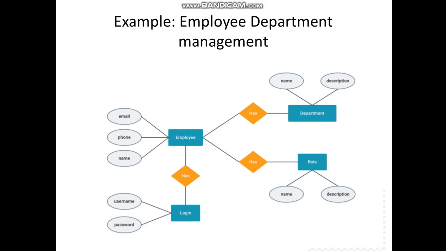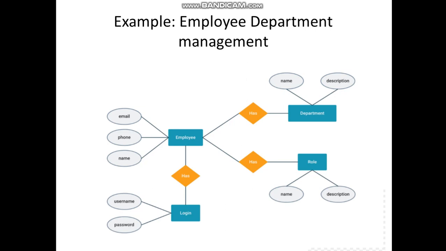Here is the simple example of employee department management, where the department has employees, employees has role, and employees has login. Okay, so this is the simple entity relationship diagram where I have four entities and their relationship. Employee is an entity which have attributes email, phone number, and name. Login is an entity which have attribute username and password. Department is an entity which have name and description. Role is an entity which have name and description. Okay, so this is the simple ER diagram of employee department management.